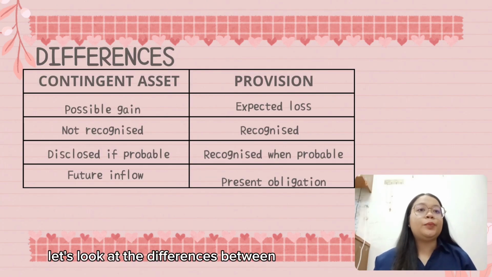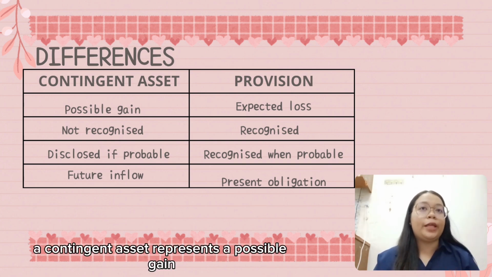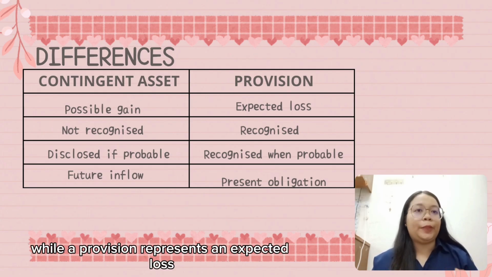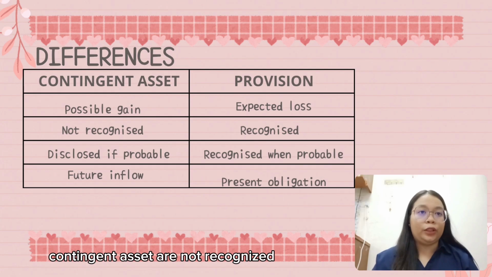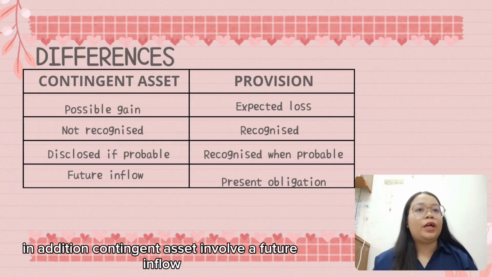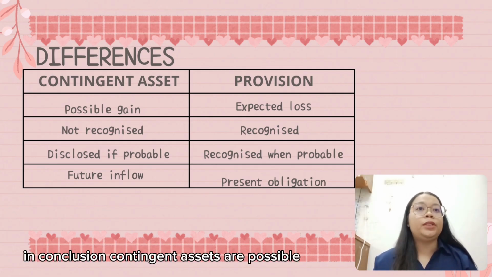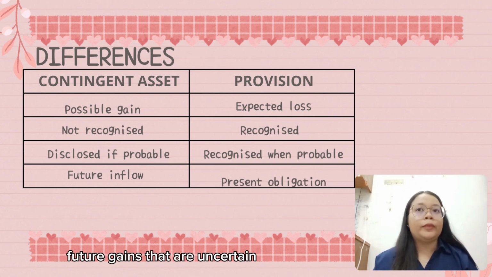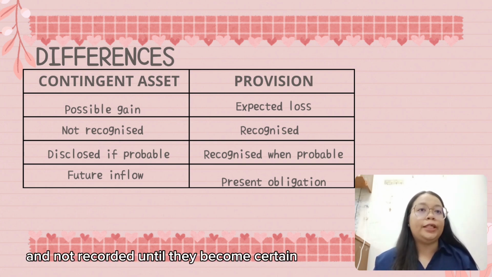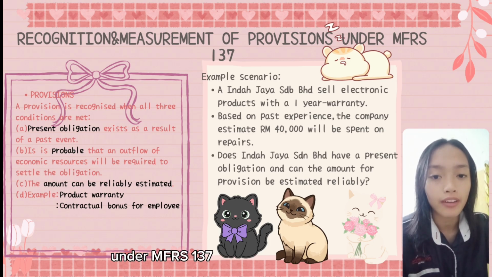Let's look at the differences between contingent asset and provision. A contingent asset represents a possible gain, while a provision represents an expected loss. Contingent assets are not recognized, but provisions are recognized in the account. In addition, contingent assets involve a future inflow, whereas provisions relate to a present obligation. In conclusion, contingent assets are possible future gains that are uncertain, so they are only disclosed and not recorded until they become certain.